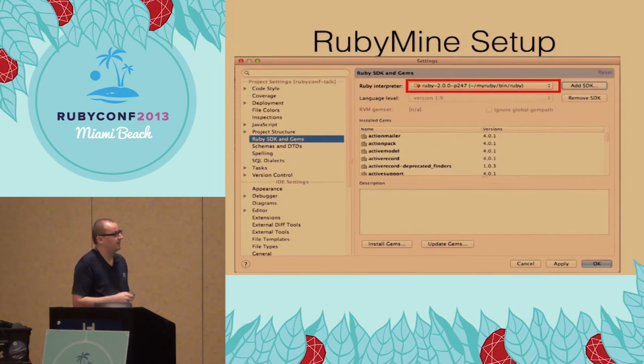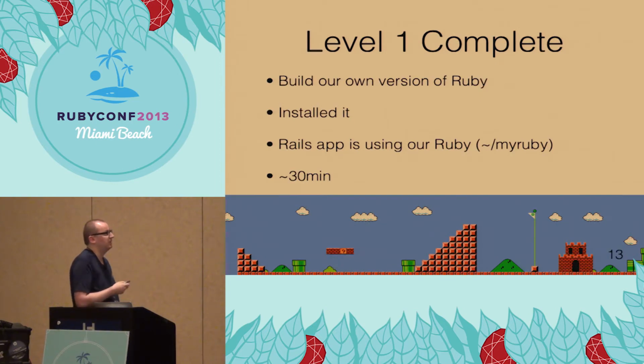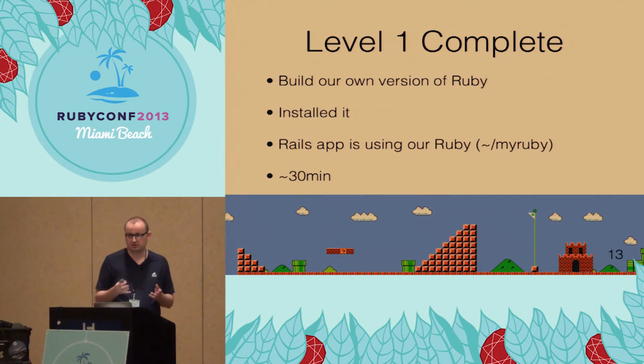If you're using RubyMine, the setup is also easy. Just open RubyMine and set up the SDK to point to my Ruby version of Ruby. And that pretty much completes level 1. So we build our own version of Ruby. So we have all the source code for Ruby. We can actually go there and play with it and modify it and experiment with it.